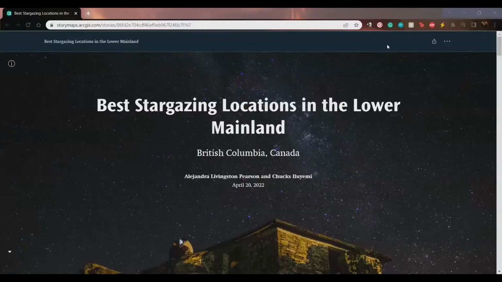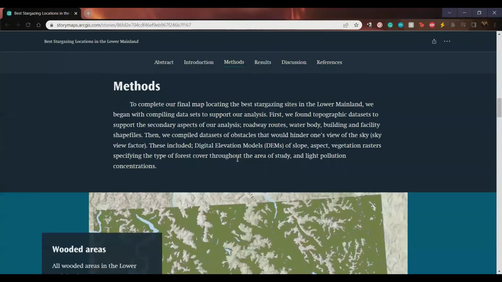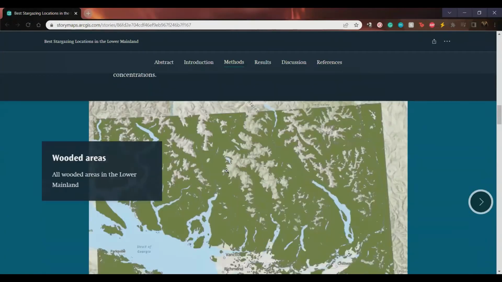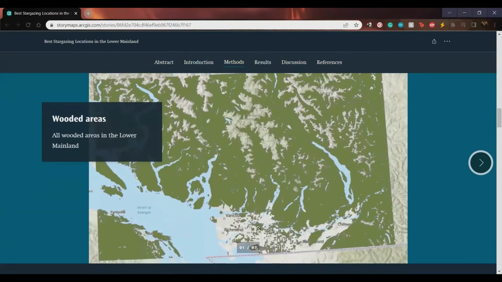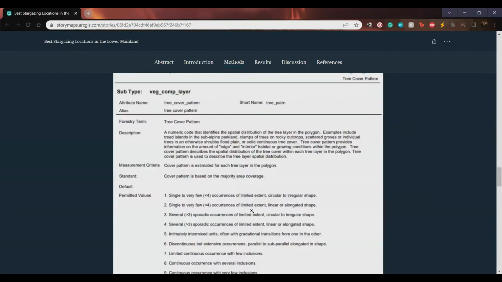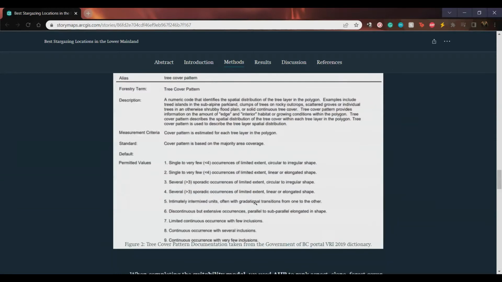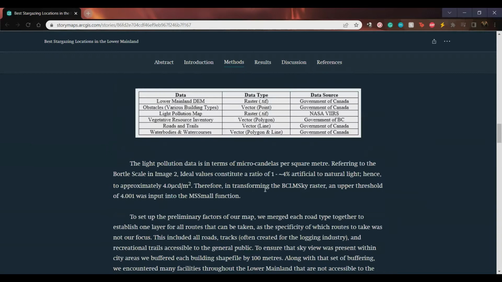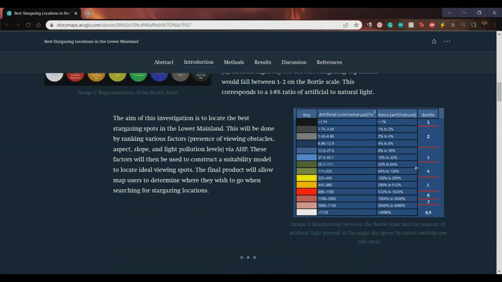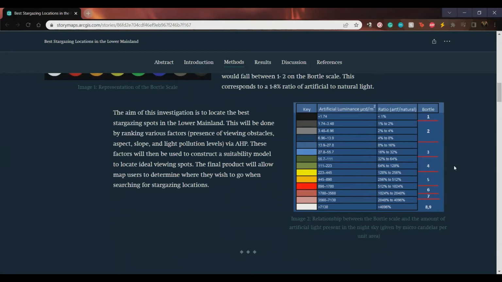For our methodology, we began by rasterizing the vegetation shapefile and assigned tree cover values to various areas within the Lower Mainland based on the Vegetation Resource Index documentation as seen in Figure 2. Afterwards, we reclassified the light pollution map into classes that roughly resemble those of Image 2, where the values are in microcandelas per square meter and groupings of these classes roughly correspond to the Bortle scale.